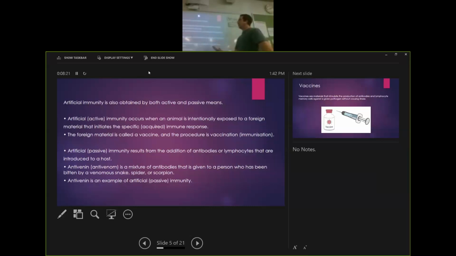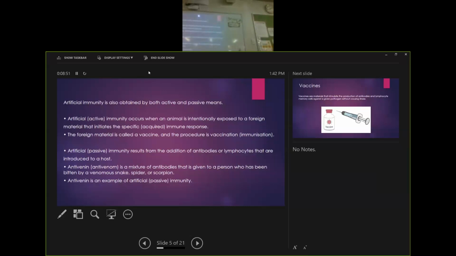Again, artificial passive, same thing. Passive still means we're being given antibodies directly. We're not undergoing our own immune response. We're just being injected essentially with antibodies to that specific disease. And this is the basis for antivenom or antivenoms.